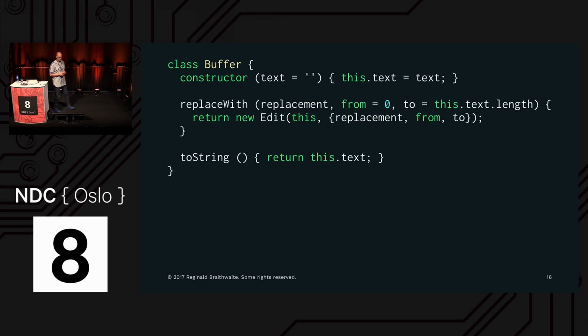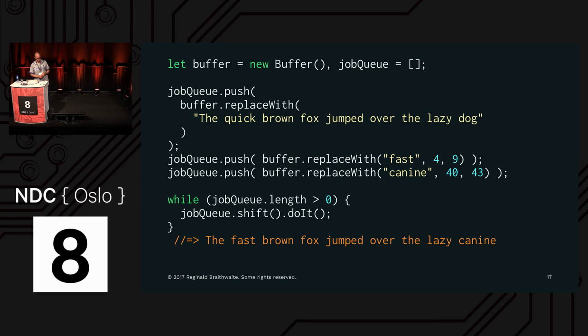Here's our buffer object again, but we've made a change. Notice what happens now with our alleged replace with. Instead of mutating the buffer in place, it returns an edit object. And now, whenever we call replace with on a buffer, we can take what it returns and we can push it onto a queue.